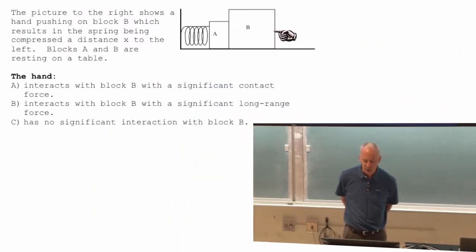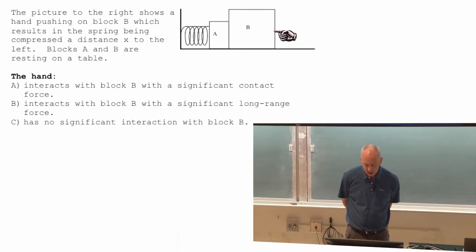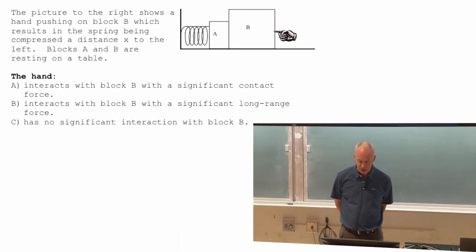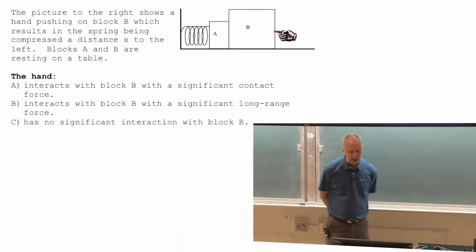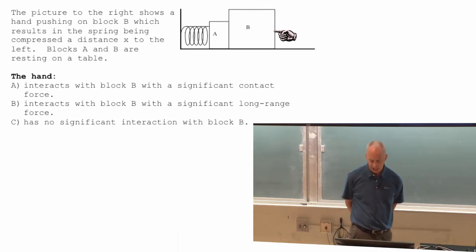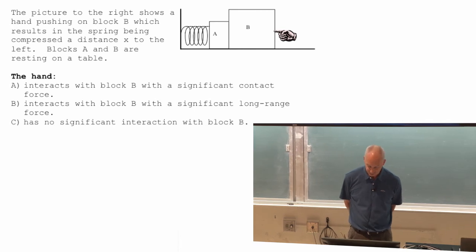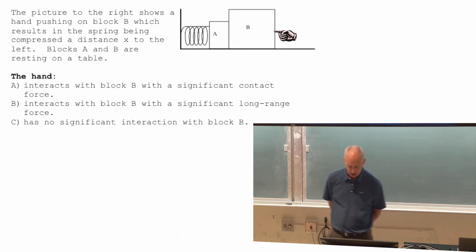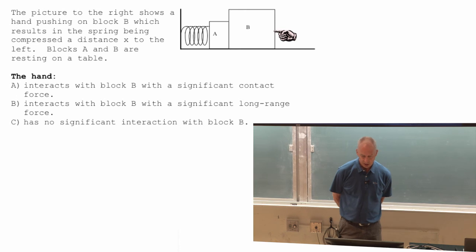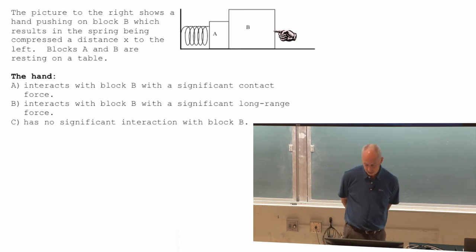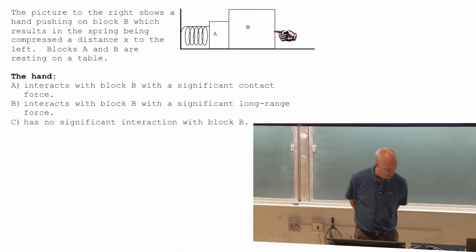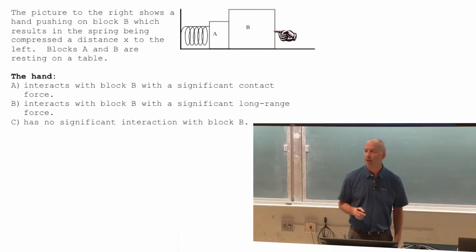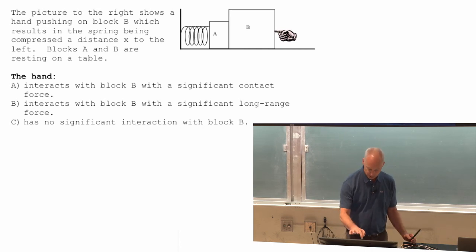I got two quick questions for you. The picture to the right shows a hand pushing on block B, which results in the spring being compressed a distance x to the left. So you've compressed a spring. Blocks A and B are resting on a table. Does the hand interact with block B with a significant contact force, with a long-range force, or have no significant interaction with block B? So I'm taking as a physical system block B and asking about things that interact with it. So what about the hand?